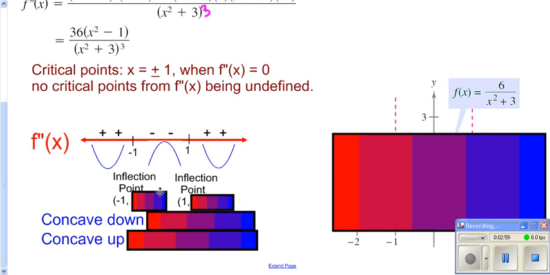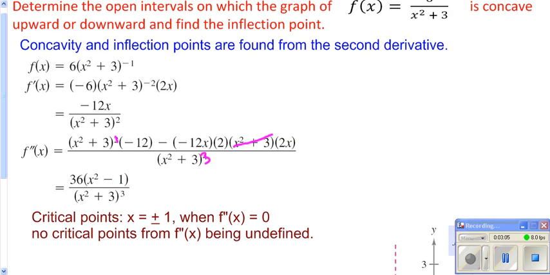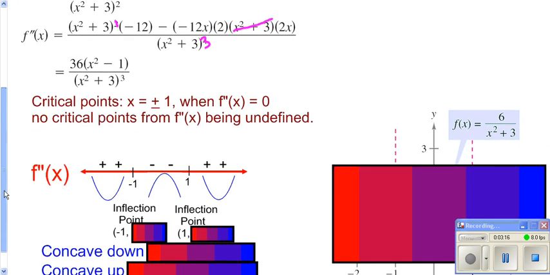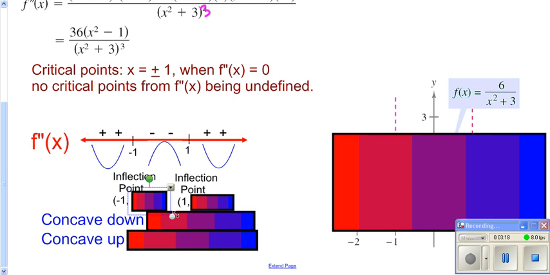Once again, to figure out those y coordinates, you need to go ahead and plug 1 and negative 1 into your original function. Plug 1 in here. You're going to get 6 over 4, or 3 halves. And you're going to get the same thing when you plug in negative 1.